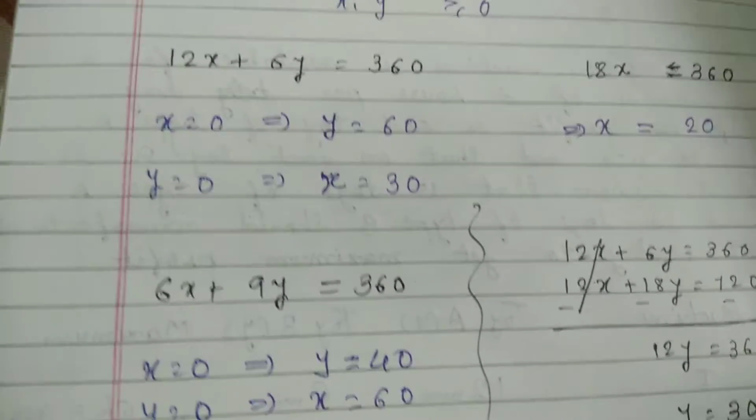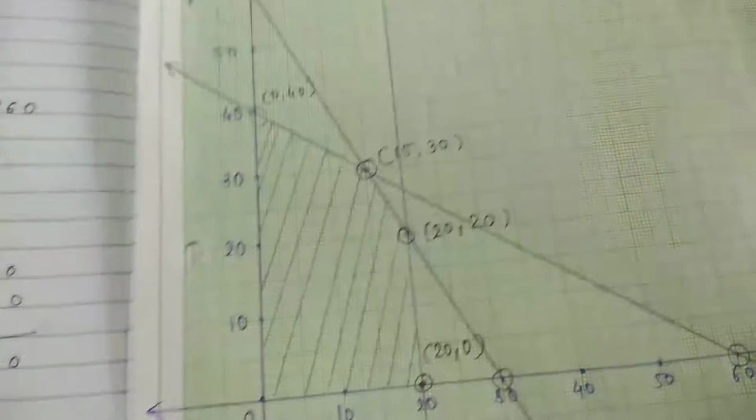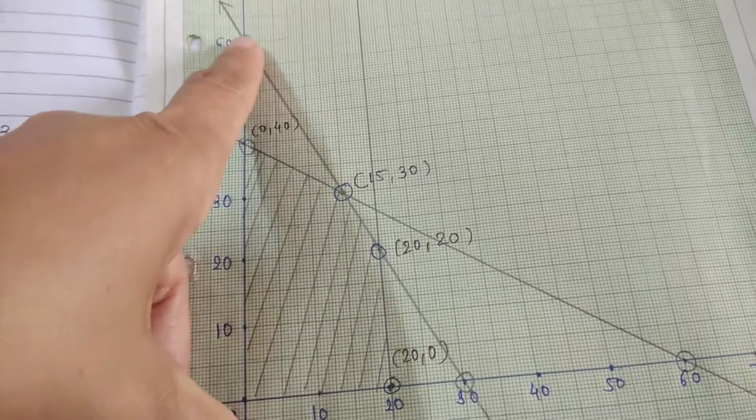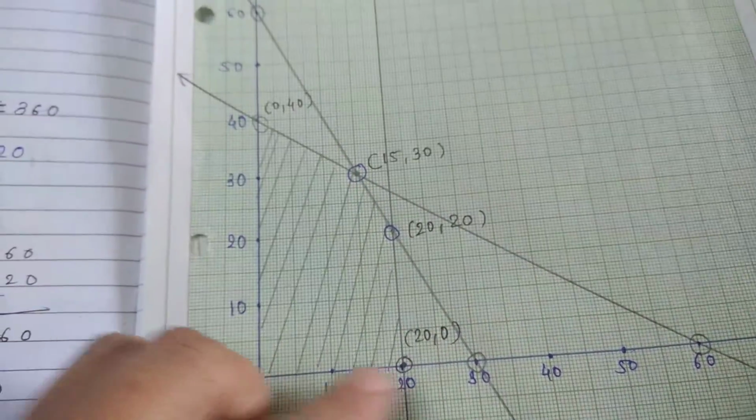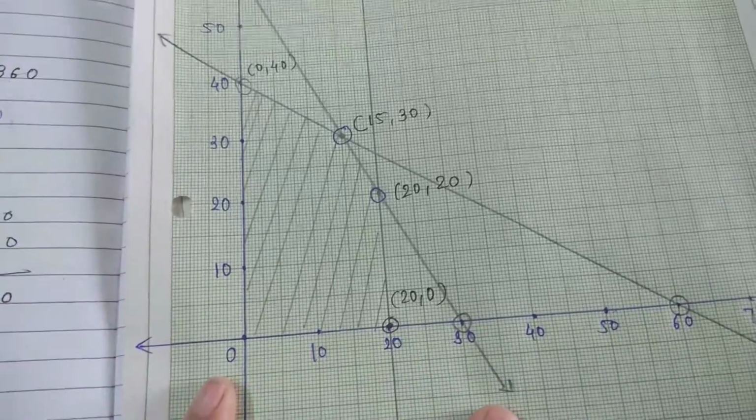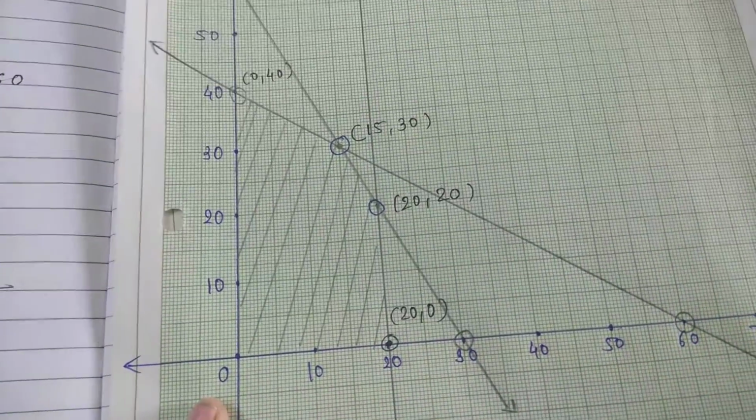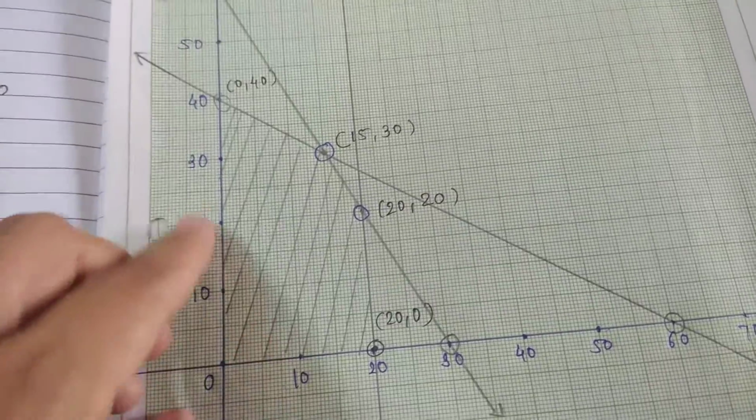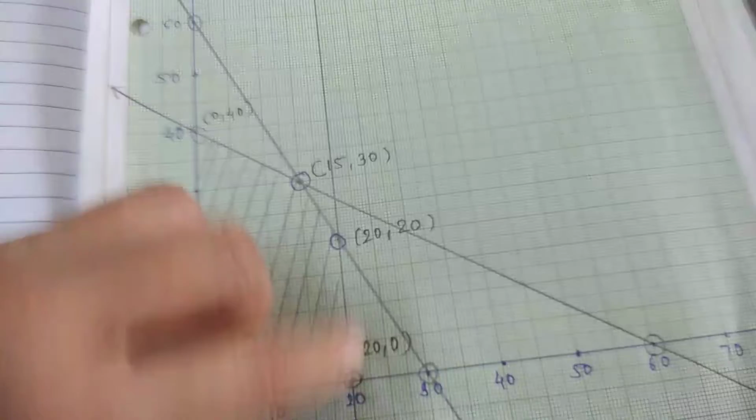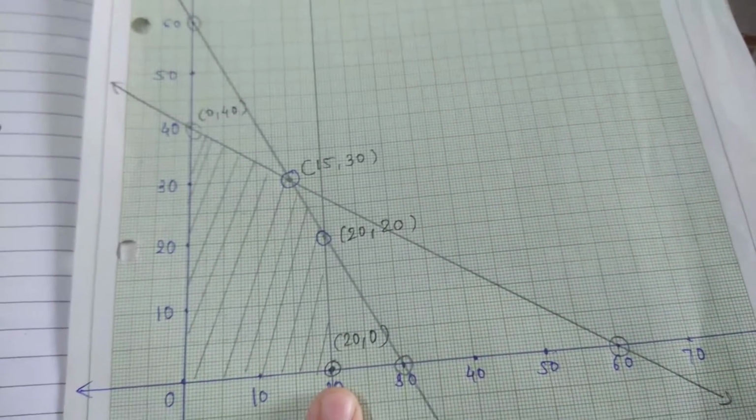So let us plot these three lines on a graph. Here is our graph. You can see the first line: x = 0, y = 60, and y = 0, then x = 30. This is the line 12x + 6y = 360. Second, 18x = 360, so x = 20. So this is the line x = 20.